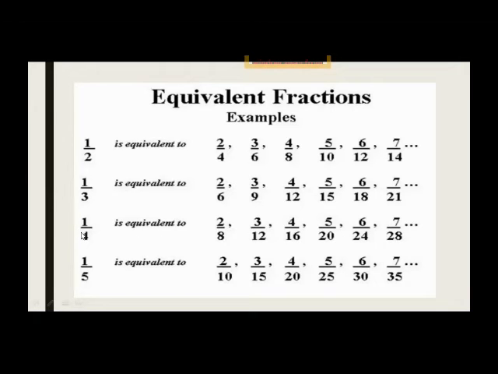1 upon 4, when multiplied by 2, you will get 2 upon 8. 2 ones are 2, 2 fours are 8. Equivalent. 3 ones are 3, 3 fours are 12. This is also equivalent. 4 ones are 4, 4 fours are 16. When you cancel this, you will get 1 upon 4. When you cancel this, you will also get 1 upon 4. So this also is an equivalent fraction of 1 upon 4. This is another example. Hope you'll understand this example by yourself. Now, move towards the next slide.